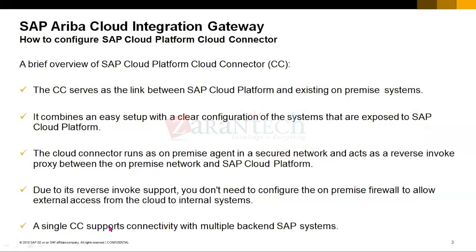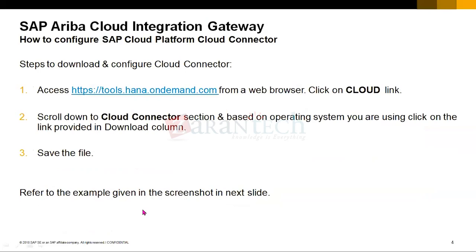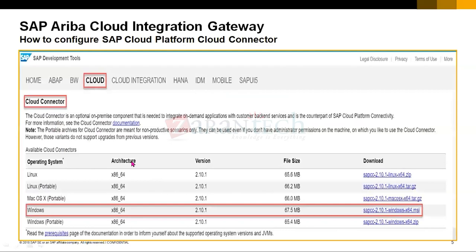Okay. Generally, the basis team has to run this URL, tools.hana.ondemand.com. This is one particular site. They have to go to this site and find the cloud connector options there. For your look and feel, this is a screenshot of that site. Once you go to hana.ondemand.com, you will get this kind of screen. We have to click on the cloud, then you will get the options of the cloud connector.